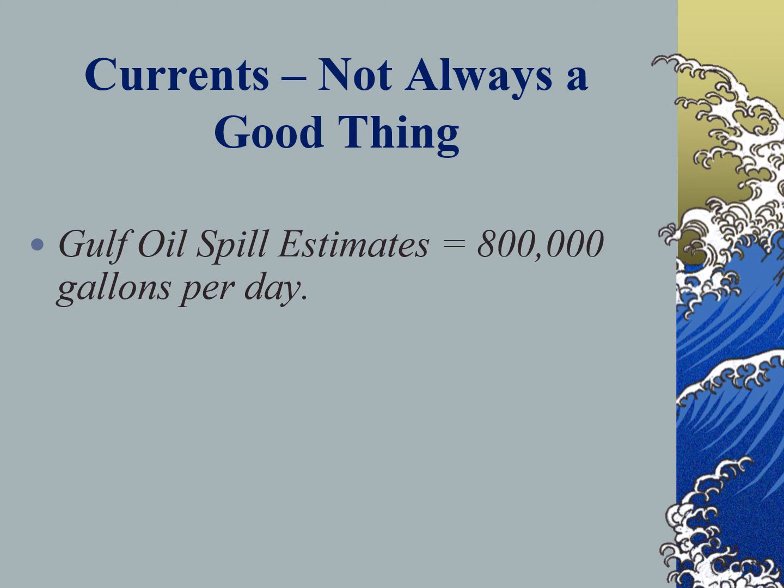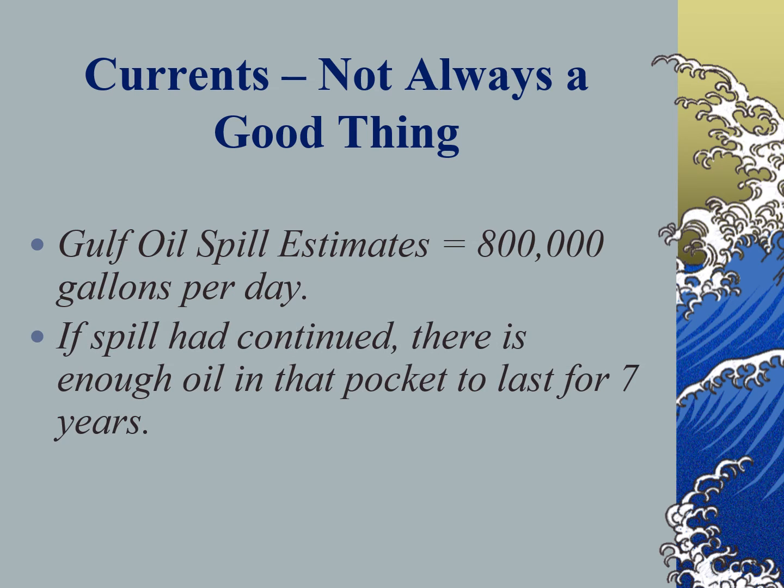So 800,000 gallons per day was spilled, and that had to go somewhere. So if that spill had continued, there would be enough oil in the pocket to last for 7 years. So thinking about currents, did that oil stay in one place or did it move?